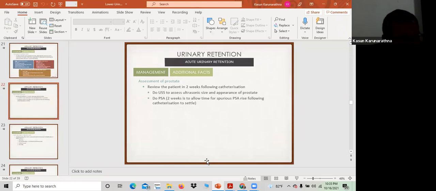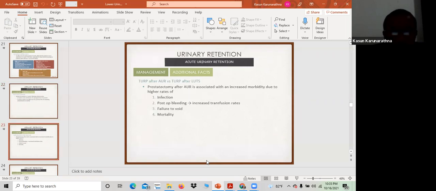Then you do the assessment. Assess the prostate, whether it is benign or malignant, and pre- and post-void volume. Do the PSA values, right? Then go according to findings, right? If the patient fails the trial without catheter, it's an indication for TUR, transurethral resection of the prostate.